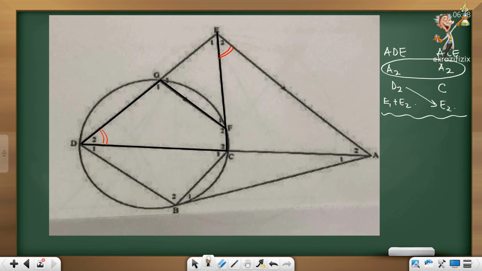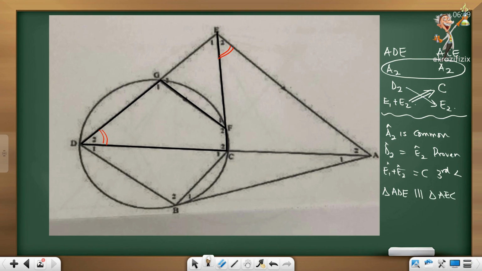Then we're done. Now, here is my write-up. Look at my write-up. I'm going to say angle A2 is common. Now, angle D2 is equal to angle E2. That has been proven. Then we can conclude that these two definitely will be equal. Why? It's a triangle. Therefore, E1 plus E2 would be equal to what? Angle C. Third angle. We can then say triangle ADE is similar to triangle what? AEC. Angle, angle, angle. The order is important.